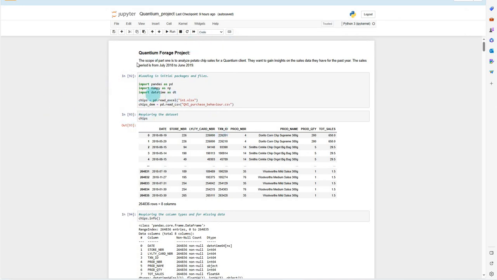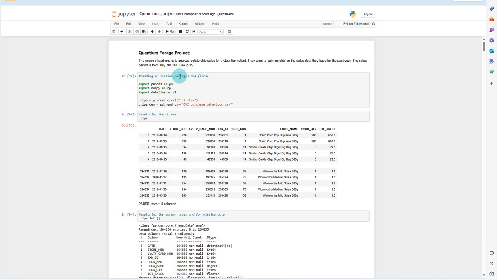It started off, part one was the exploratory analysis. So the project was basically a manager from a client of theirs that manages potato chips sales in either a supermarket or wholesale club, and they wanted some preliminary analysis done on their data set. The data set covers a period of one year, between July 2018 and June 2019.